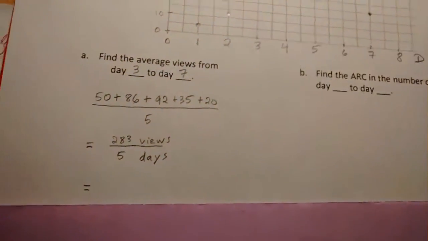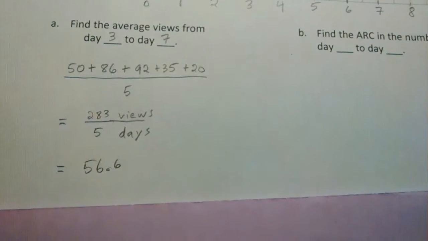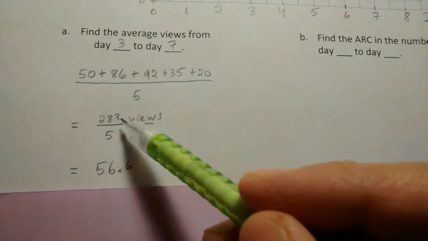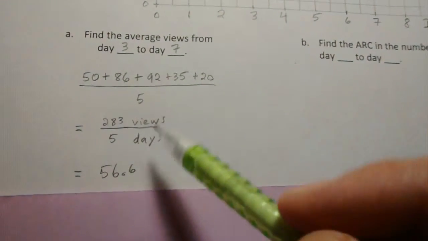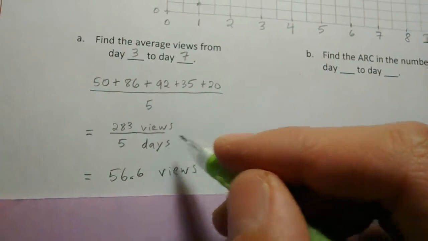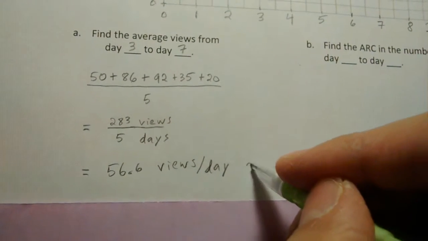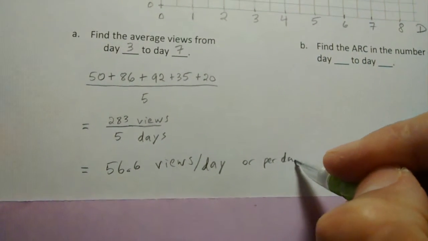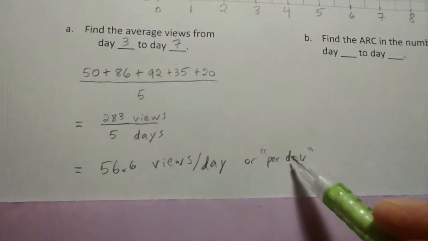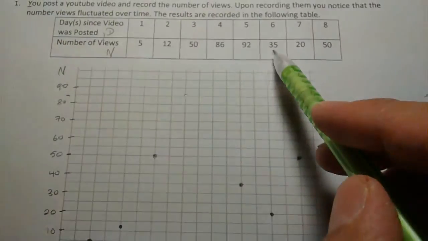And so 56.6 what? What are those items? And so these units, when you do this division, those units don't go away. And so what we have here is that many views per day. So we can write it that way. You can use the words per day. So that many per day on average is what happened here each of those days.